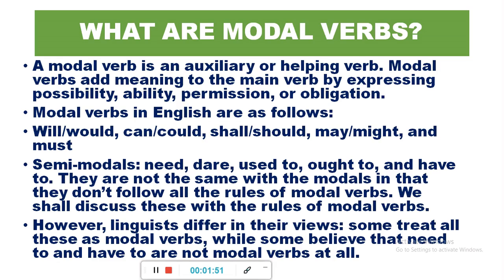Modal verbs in English are as follows: will and would, can and could, shall and should, may and might, and must. There are other modal verbs which some scholars classify as semi-modals. Let's look at them: need, dare, used to, ought to, and have to. They are not the same with the modals in that they don't follow all the rules of modal verbs. We shall discuss these with the rules of modal verbs.